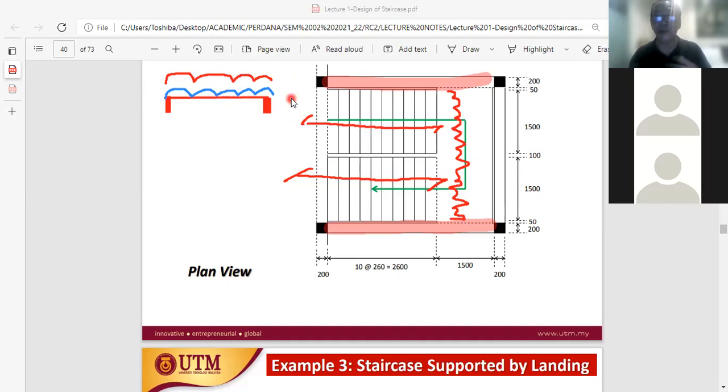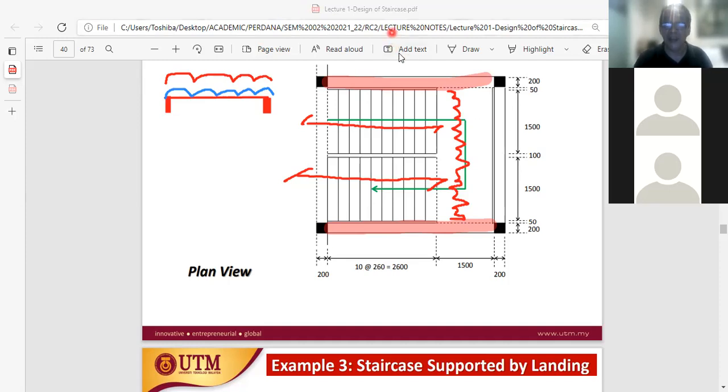So we need to design dua benda. Satu the inclined section, which is the staircase. Satu lagi the horizontal section, which is the landing, because the landing is supporting staircase. Ada komponen utama menyokong secondary component. The main component is the landing. The secondary component is the staircase. So we need to separate the design antara dua ni. This is what happens dalam example number 3. Okay.